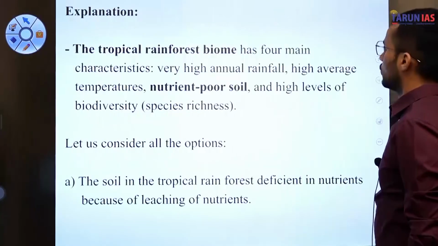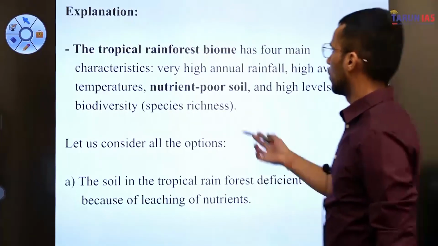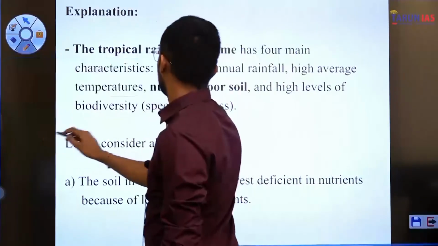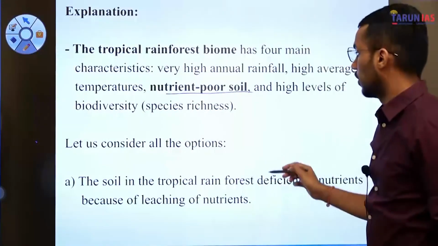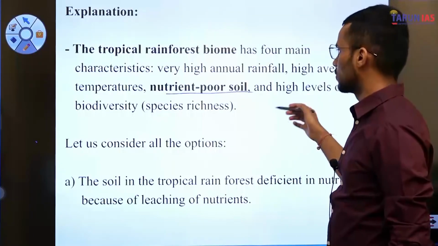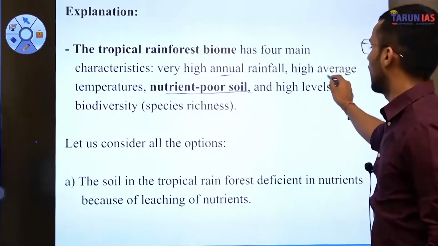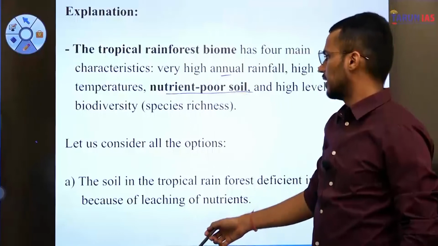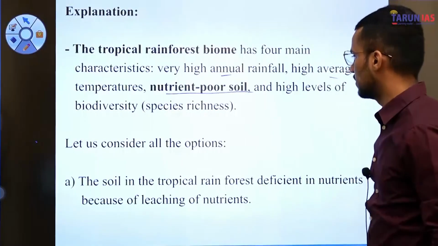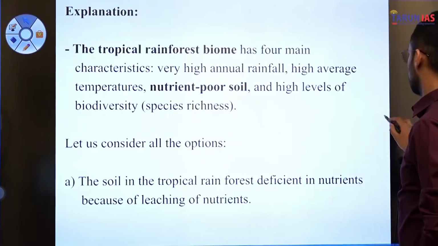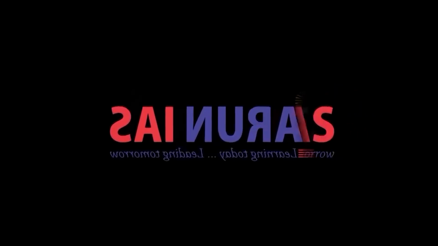Fine. So you can go through this. The tropical rainforest biome has nutrient poor soil because of high annual rainfall and high average temperatures. Next, these statements are being considered here. You can go through these statements.